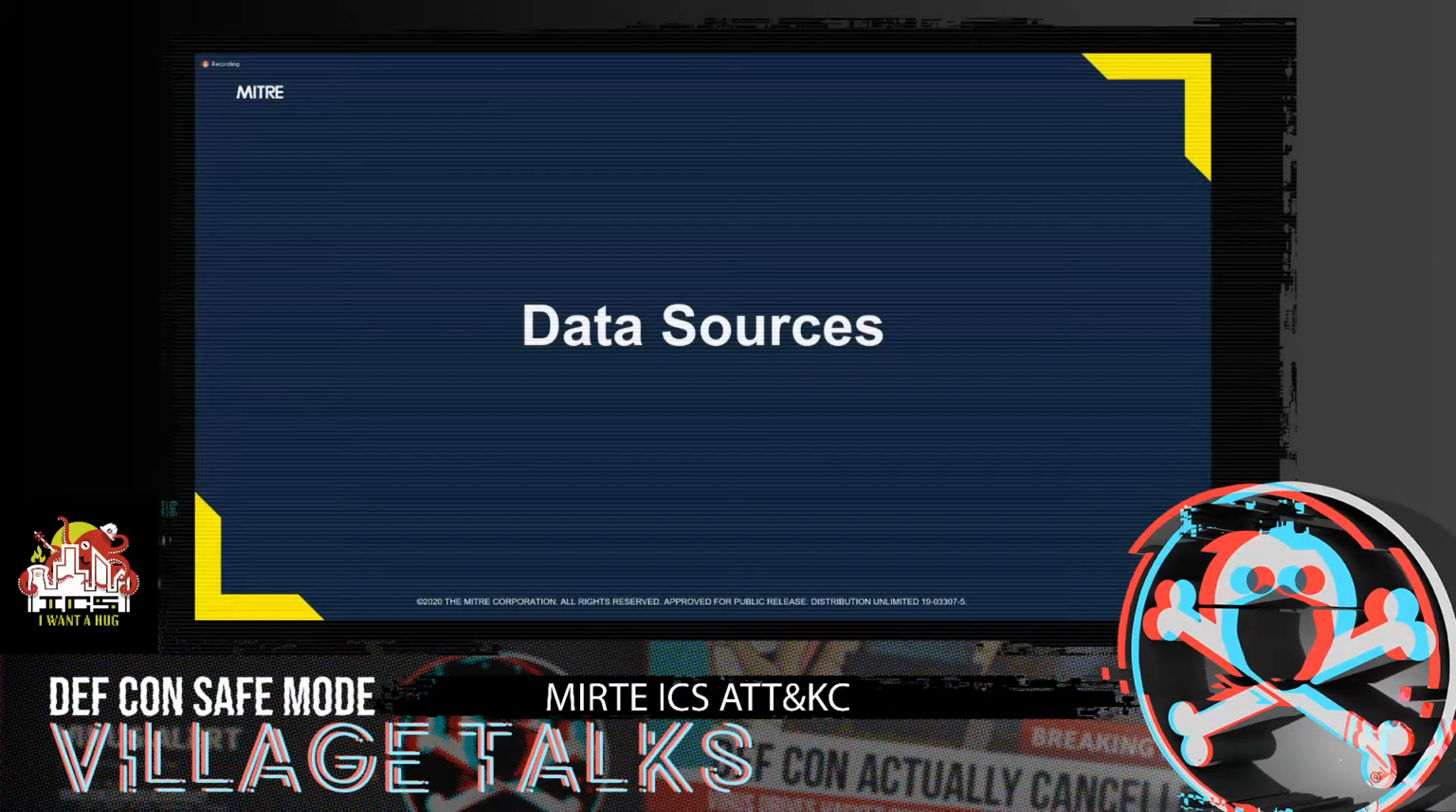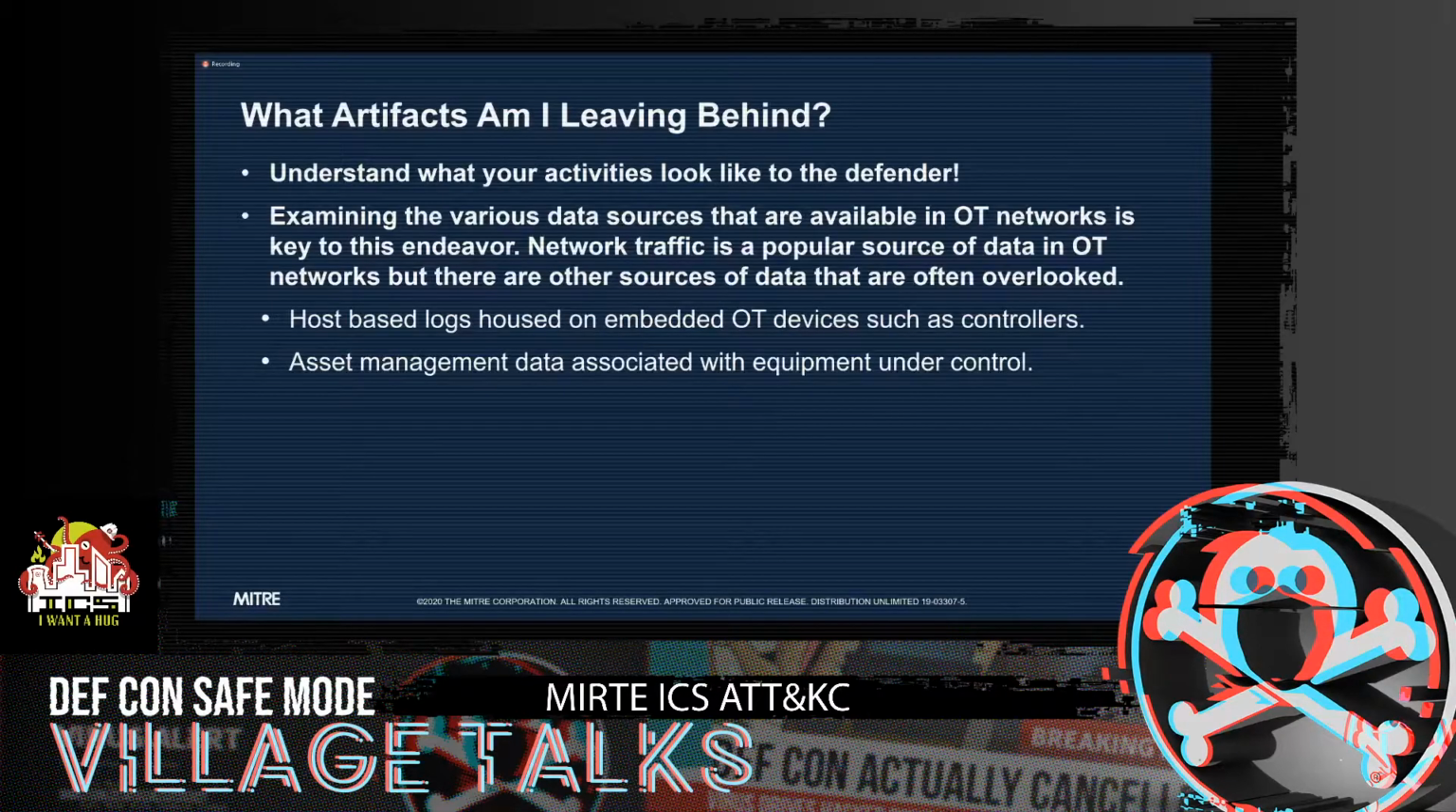Another thing we have to consider is data sources. Data sources are very valuable for defenders, but they should also be considered from the adversary standpoint as well. So what artifacts am I leaving behind as an adversary? We need to understand what our activities look like to the defender. This is very interesting when we're in a testbed environment. What are we leaving behind? Most people look at network traffic in terms of defense, but there are also a lot of other rich data sources that often go overlooked.